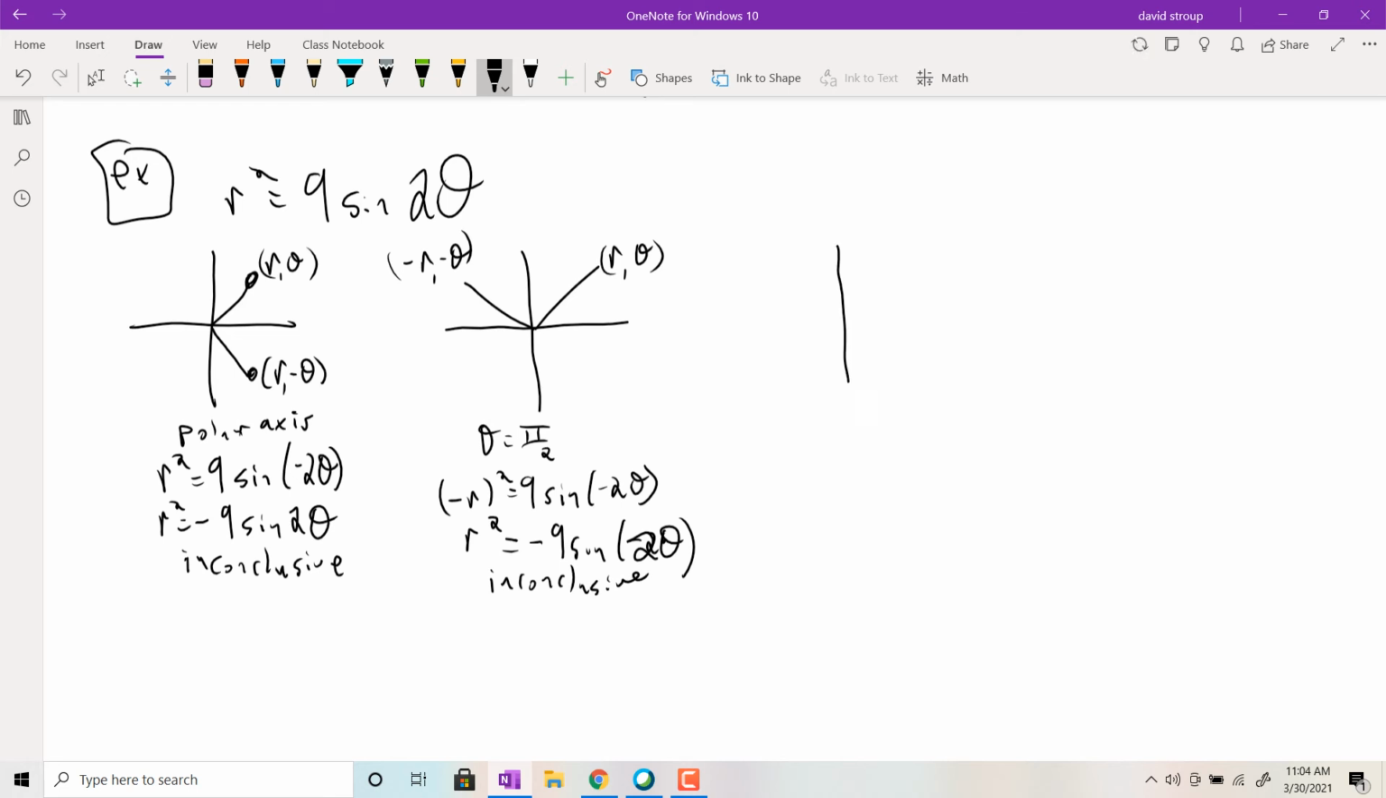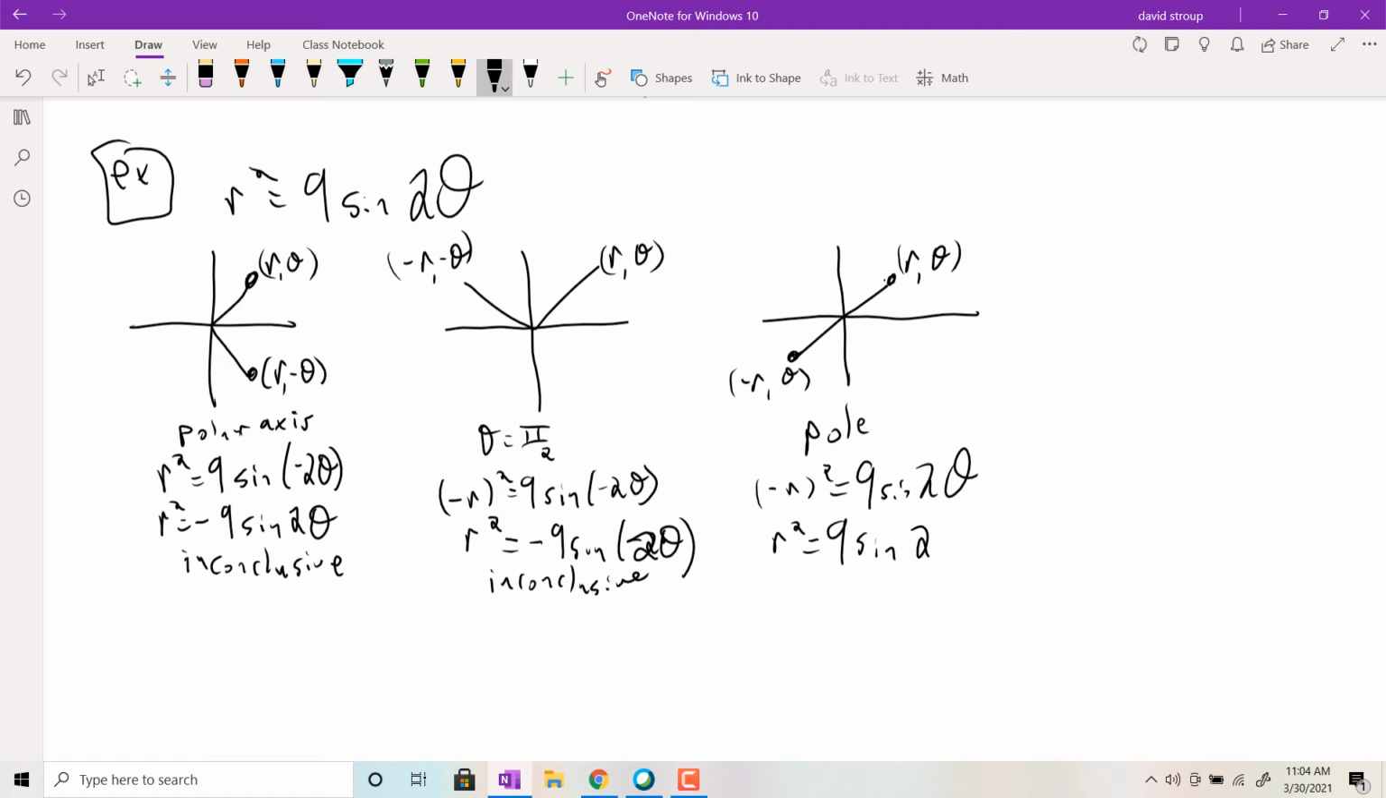Then finally, for pole symmetry, just around the pole, if you have r comma theta, you automatically have negative r comma theta. This time that'll be true, right? It will have pole symmetry. So you have negative r squared equals 9 sine of 2 theta. So you have r squared equals 9 sine of 2 theta, which is, of course, the same. So yes on pole symmetry.